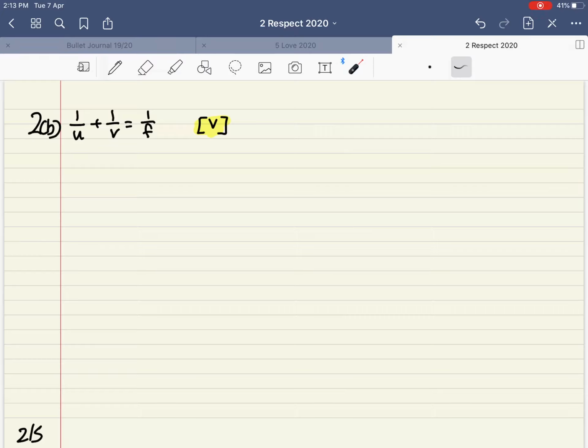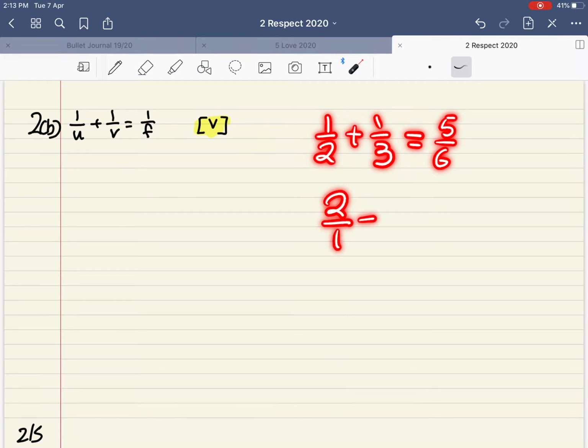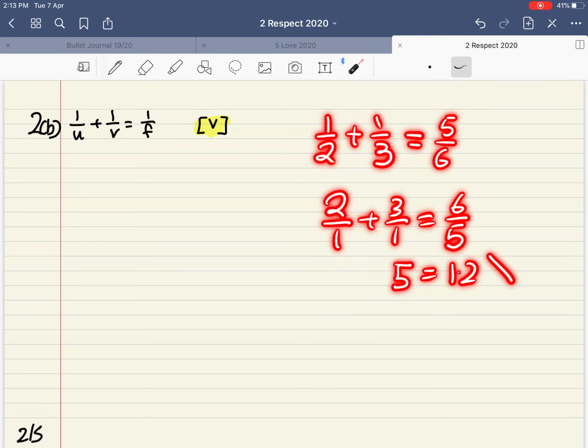If you do not believe whether this is true or not, if you use your calculator, half plus 1/3 would actually give you 5 over 6. But is it true that 2 over 1 plus 3 over 1 is equal to 6 over 5? If you notice, in this case, what you get here is 5 equals 1.2. This is erroneous. Hence, you are not able to just take the reciprocal down here. So be very careful of this.